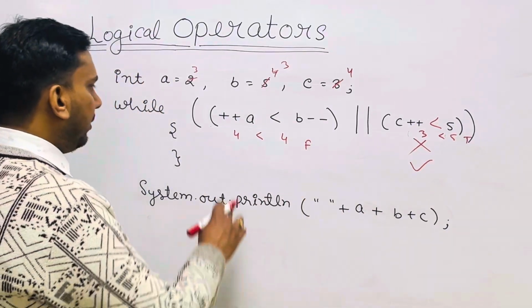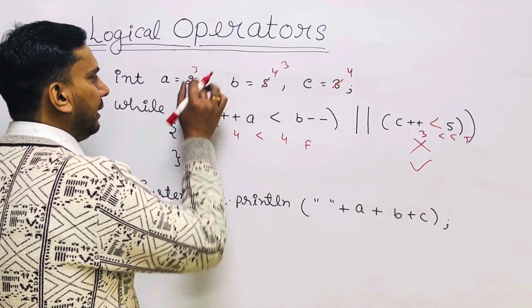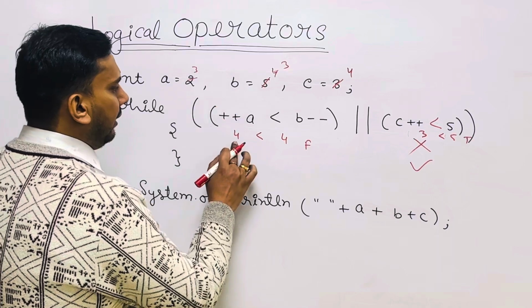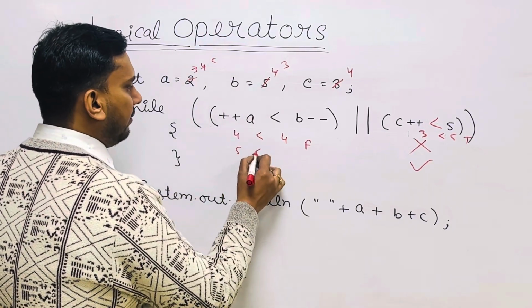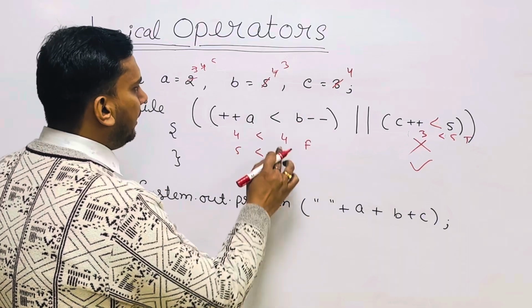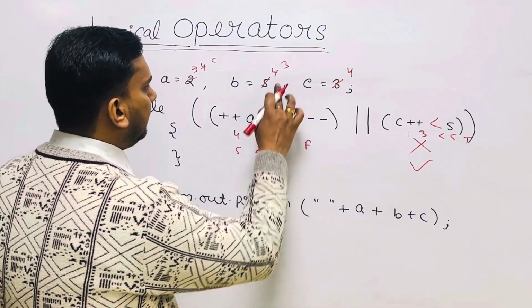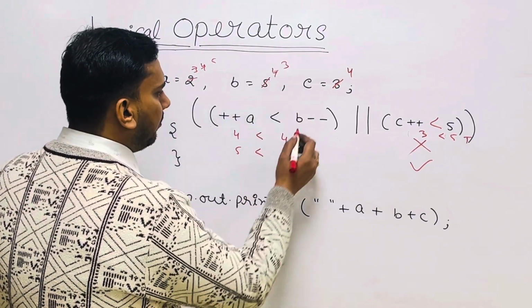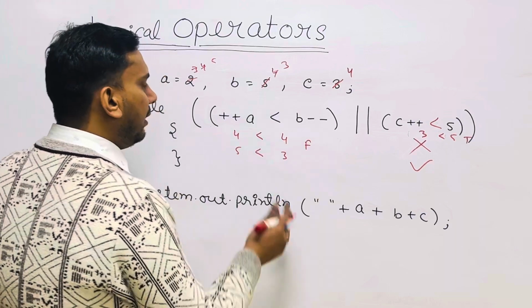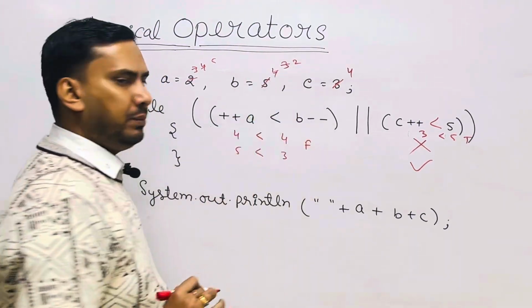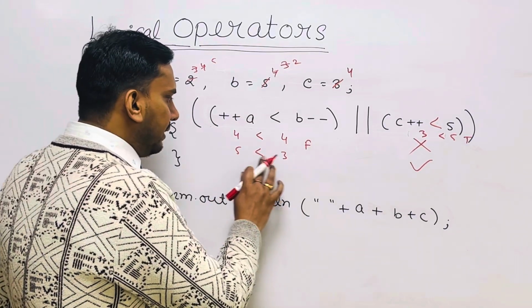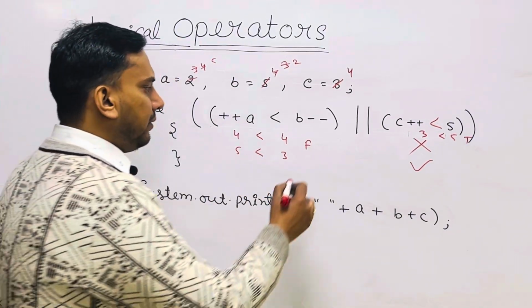In the next iteration, you will check ++a again. So, ++a means a has become 5 from 4. 5 is less than b--, b is 4 here, sorry, b is 3 here. So, 3 with post decrement, so b will be decremented after that. So, b will become 2. So, 5 is less than 3, the condition is false.